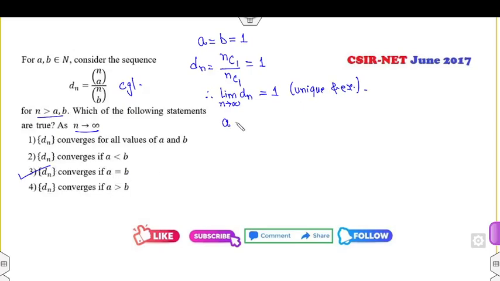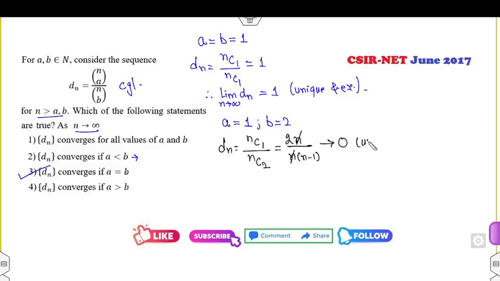Take A as 1, B is equal to 2. That means A is less than B. Then what is my Dn? NC1 over NC2. That is n minus 1 over 2. So clearly, when you take n approaches infinity, this will go to 0. Again, it's unique and exists. That means it is convergent. So whenever A is less than B, converge.